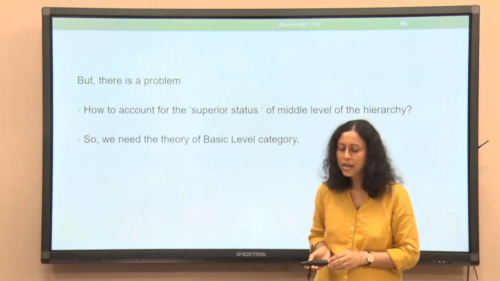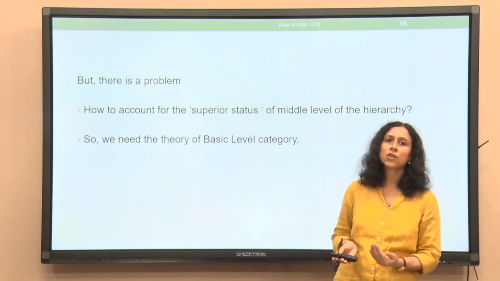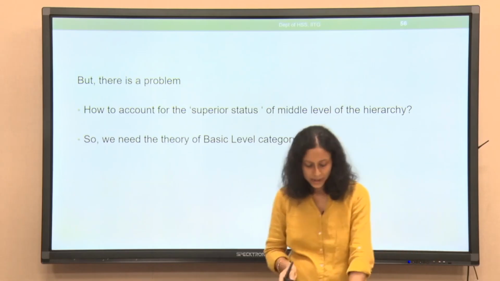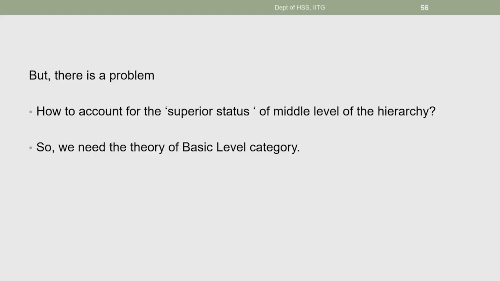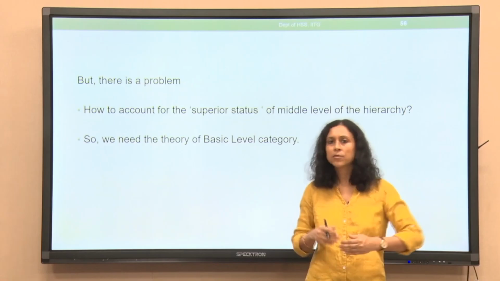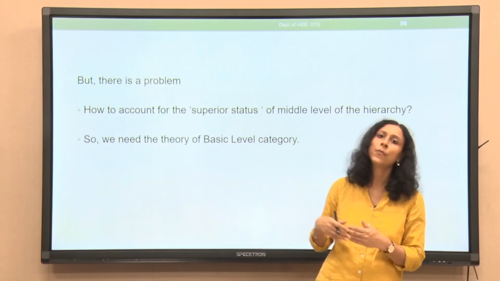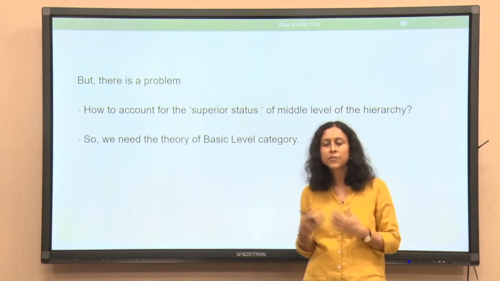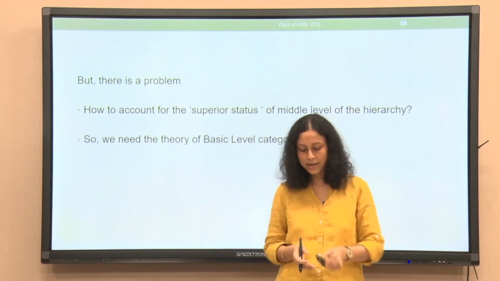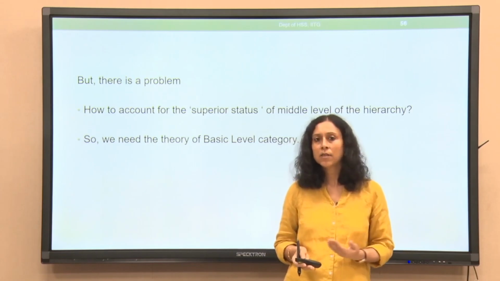But it seems there is some kind of superior status of the mid level in the hierarchy. Superior status as in there is some kind of an advantageous position that the mid level always enjoys. For example, if you talk about vehicle, and then four wheelers, and then there is car, and then there are various kinds of cars, let us say Maruti or Hyundai or many other cars, and as you go further below, you can actually specify the model and make and so many other things. But readily we can talk about a car.